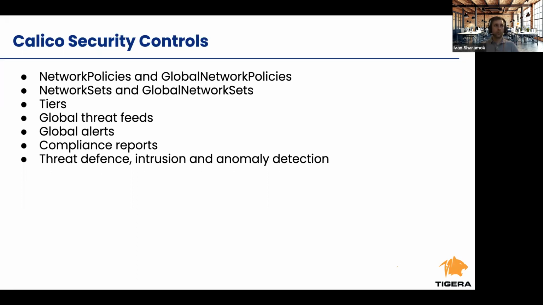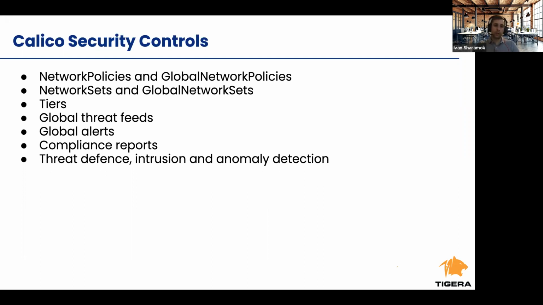Threat feeds allow you to consume a list of IPs or IP networks or the domain names that your security team wants to restrict access to. And threat feed would consume the list and convert that into a global network set and automatically update it once there is a change to that list, therefore automating the process of maintaining the global network set.